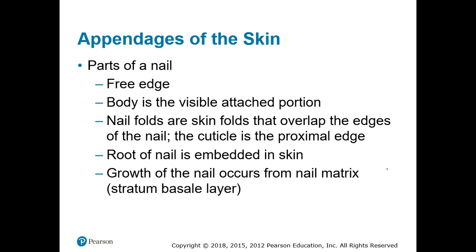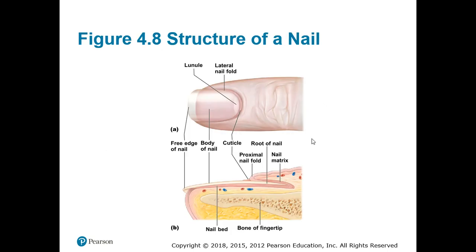So again, let's talk about the word proximal. Proximal means closest to the point of attachment. Then you have the root of the nail. Again, the root of the nail is going to be where it's embedded and held in the skin. And then you have the growth of the nail that occurs in the nail matrix, which is your stratum basale layer. So over here is a picture of your nail.